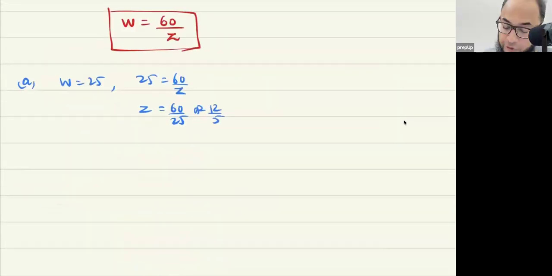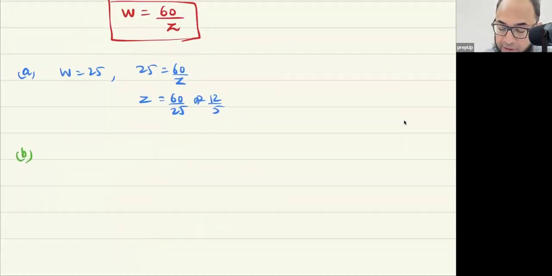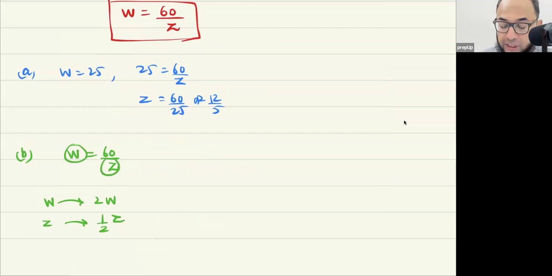That's a good question. Part B. So now what happens to Z when W is doubled? W is 60 over Z. If W becomes 2W, what happens to Z? Z should be half of Z. Why? Because this product should be the same. I can write this as WZ is 60.